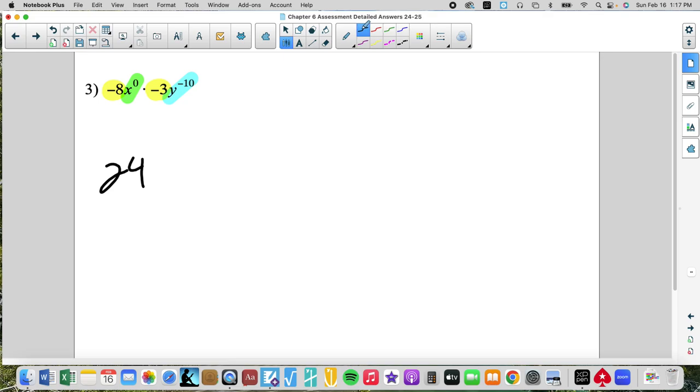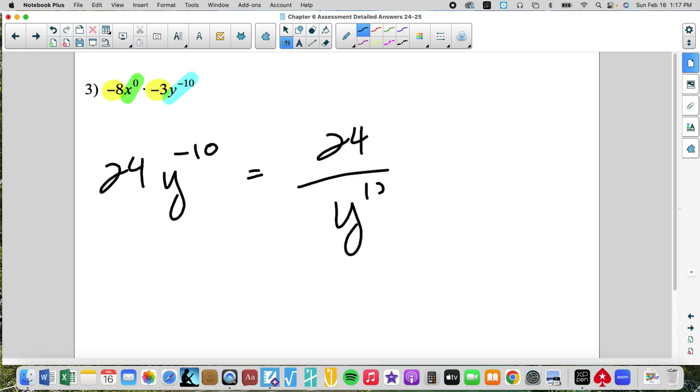So we've dealt with the x to the 0. We have y to the -10th, and again, we can't have negative exponents, so this is going to equal 24 over y to the 10th.